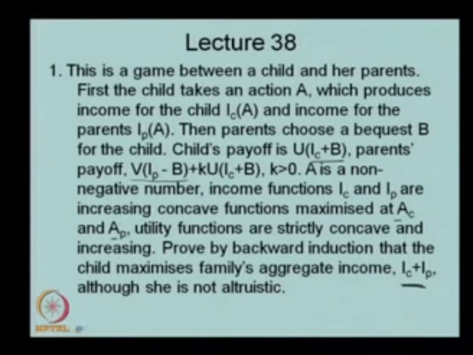So, let us first briefly, in terms of notation, describe the game. First move is made by the child, and the variable that she chooses is a continuous variable called A. Once A is chosen, that A is determining two things. One is IC, the income of the child, which is a function of A, and IP, the income of the parents, which is also a function of A.